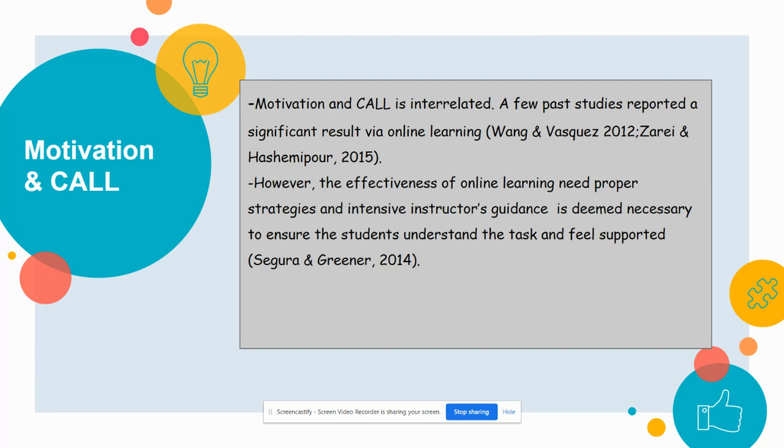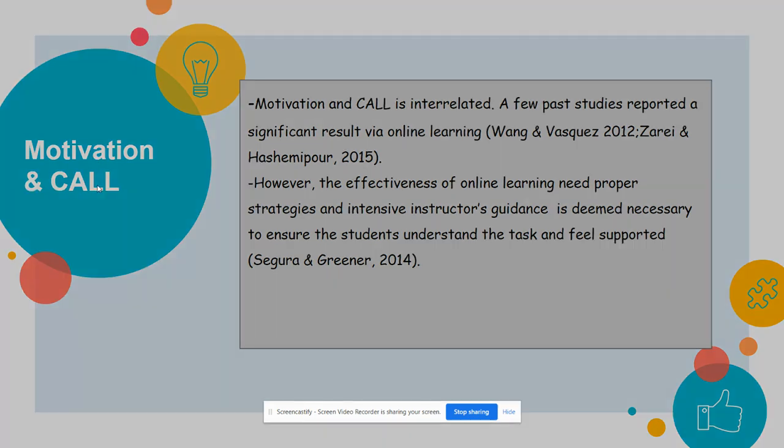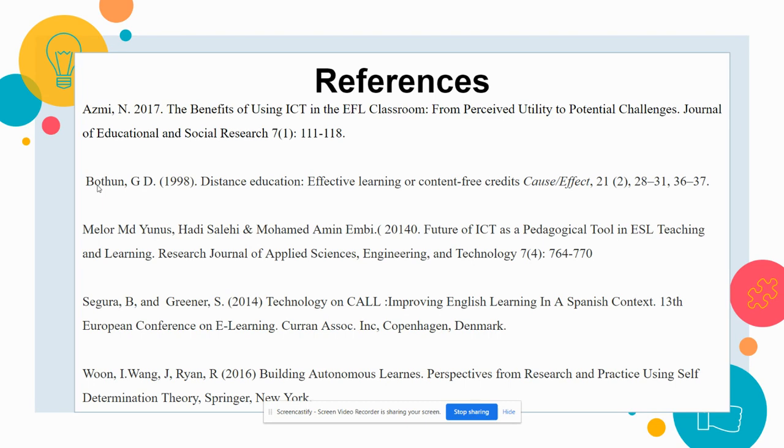And next is motivation and CALL. A little bit about this. Motivation and CALL are interrelated. A few past studies reported that there are significant results from online learning. However, the effectiveness of online learning needs proper strategies, and intensive instructor guidance is deemed necessary to ensure student understanding. Okay, and that will be all for my proposal part one presentation.